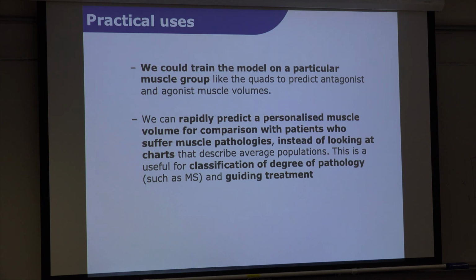So instead of a clinician looking at a chart to see what your healthy muscle volume should be, we had this model, and based on your anthropometric measurements, you can create this 3D model of what your muscle volume would look like. And then if we have someone with pathology, you can say, okay, this is what your muscle volume should look like, this is what your muscle volume actually looks like, and this is how much you deviate from the norm. And so you can classify the degree of pathology and use that to guide treatment.